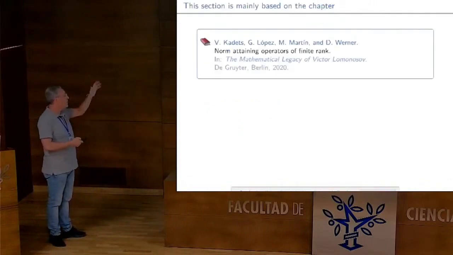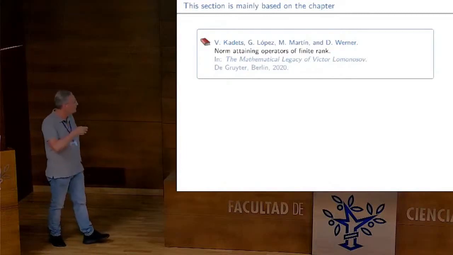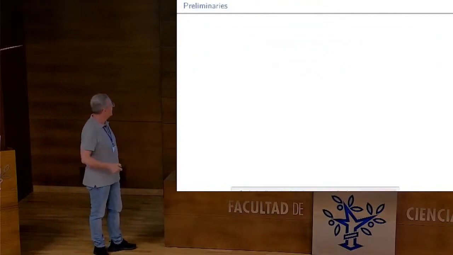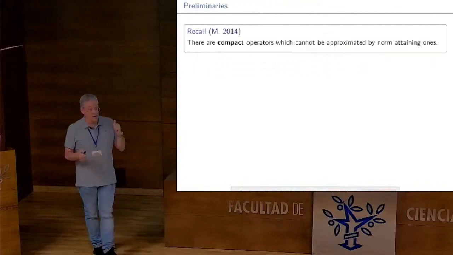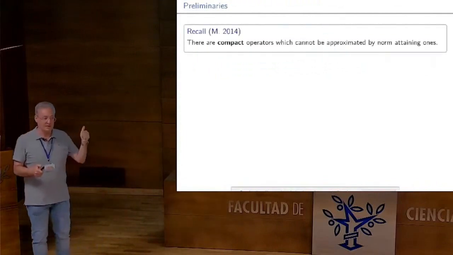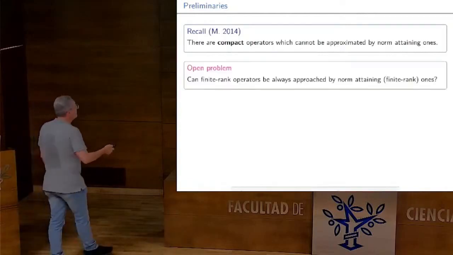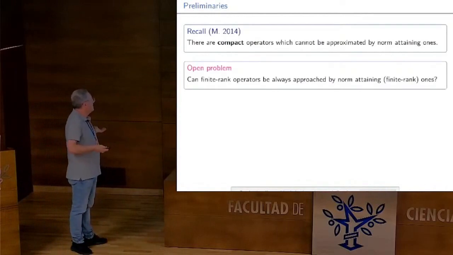Okay, so let's start. The main part of this section is based on a chapter by Vladimir Kadets, Ginés López, Dirk Werner and me on non-attaining operators of finite rank, which was published in the book The Mathematical Legacy of Victor Lomonosov. Some preliminaries. Recall that not every compact operator can be approximated by non-attaining operators. So finite rank has to be used. It's not compactness, it's something more.